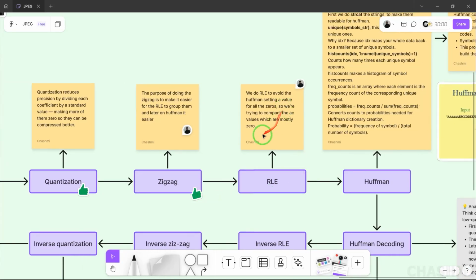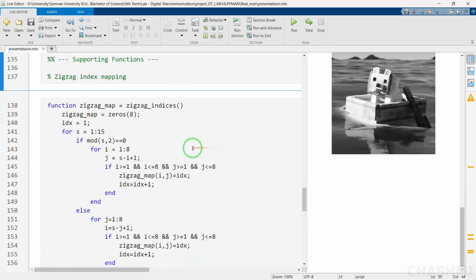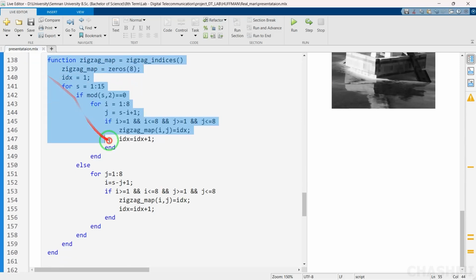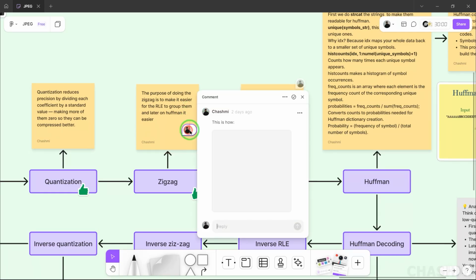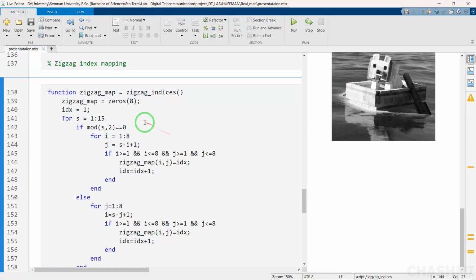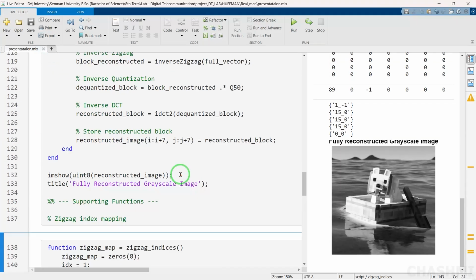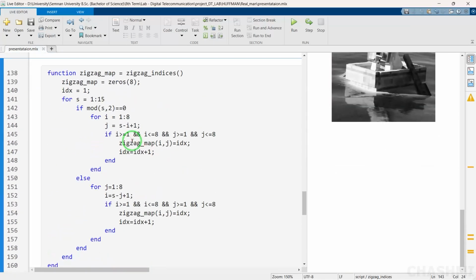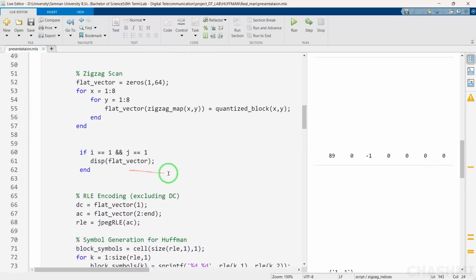Then we have RLE. Okay, how I did the zigzag. Before going on, zigzag map is a function, and I just defined the function at the end of the code, and this is exactly this picture. That's how the zigzag format is done. I didn't write this code, I just picked it up from open source on the internet. And if you want, I can share this one as well. Just comment in the comment section and I will email you.